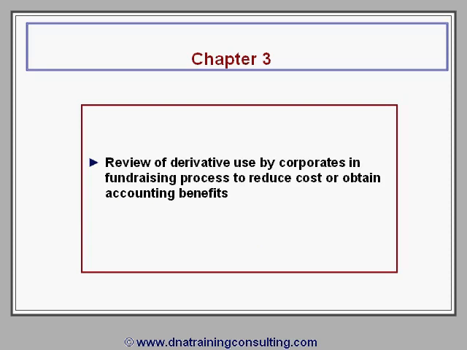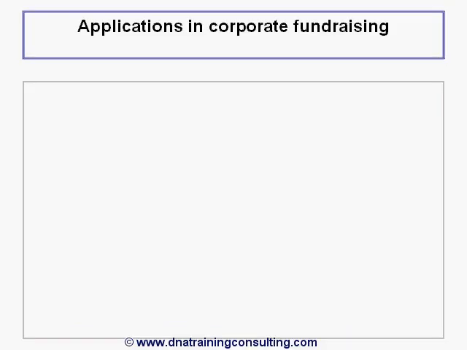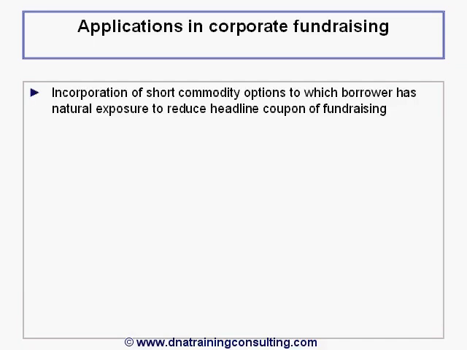This Chapter 3 continues the review of derivative use by end users, focusing especially on how corporates incorporate the use of commodity derivatives in the fundraising process to reduce their cost or obtain a number of accounting benefits. We focus on 3 applications. First, the incorporation of short option positions on commodities to which the borrower has a natural exposure to reduce the headline coupon of the fundraising.